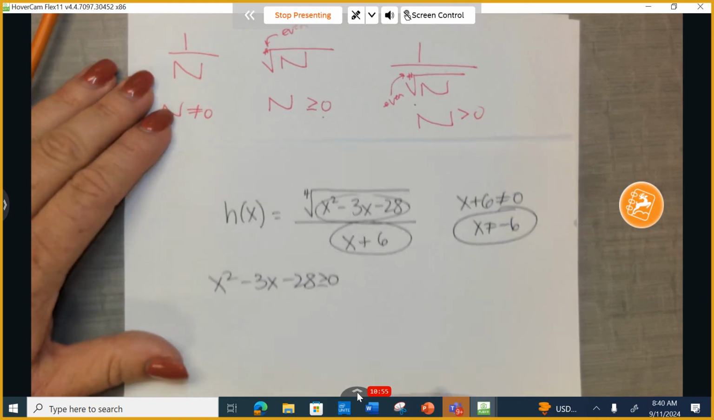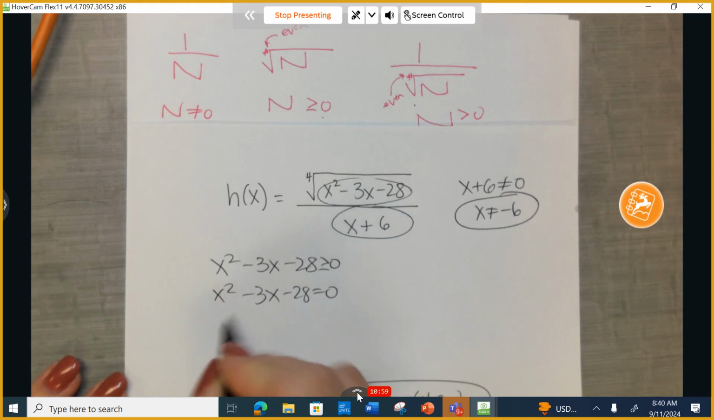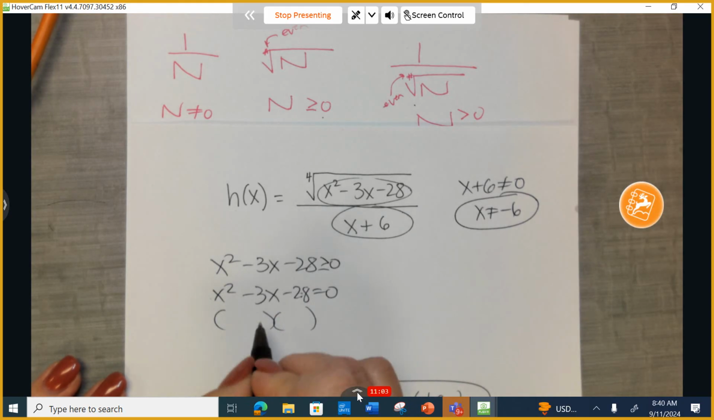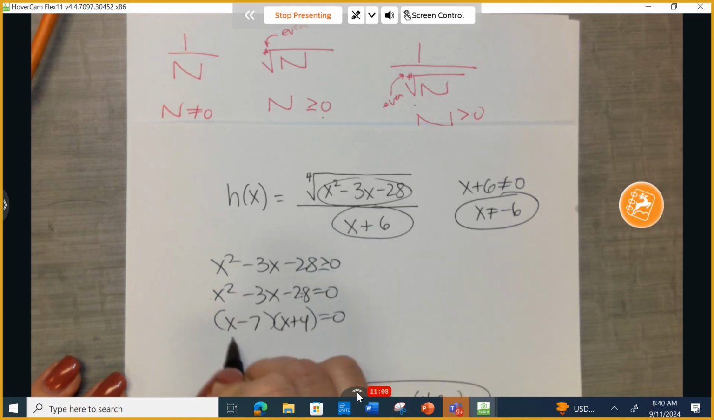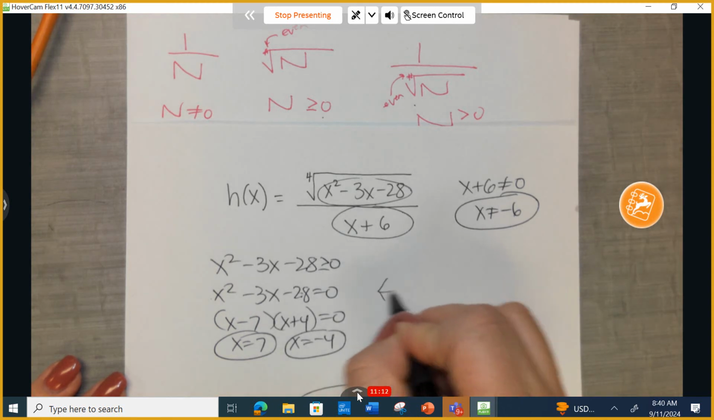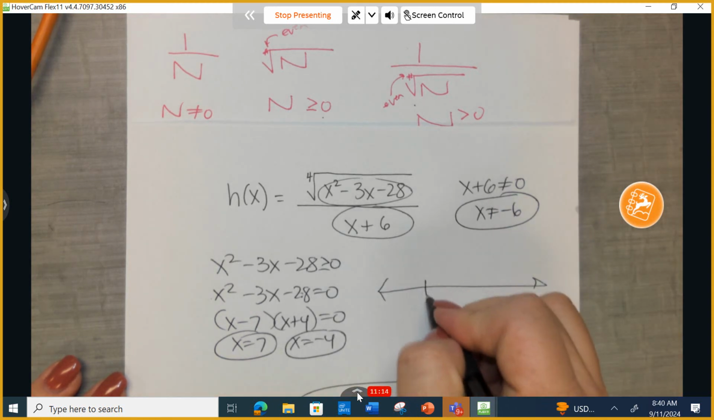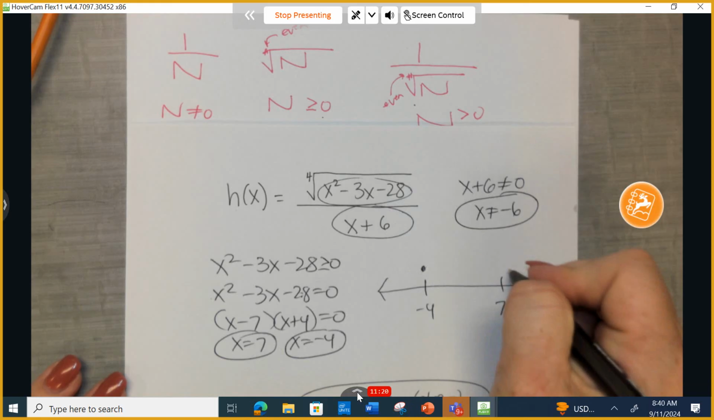I'm going to start by finding the hash marks. So I set that portion equal to 0, and I factor. When I factor, I'm looking for what multiplies to give me negative 28 and combines to give me negative 3. And I get hash marks of 7 and of negative 4. I always think it's easiest for students to first mark down the negative 4 and the 7. Notice, by the way, that it's equal to. So I'm going to have closed dots here and here.